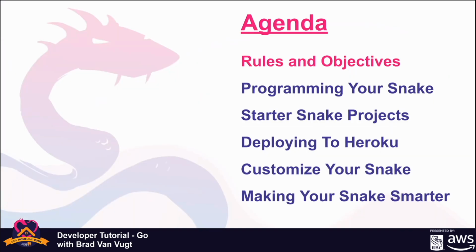Here's what we're going to cover today. We're going to talk about the rules and objectives of Battlesnake. We're going to talk about programming your snake and how to get started with that. We're going to talk about how to deploy your snake. Specifically, we're going to deploy to Heroku, which is a really great platform for getting started programming. And then I'm going to dive a little bit into how to customize your snake and how to make your snake smarter and set you off on a good path to get going there.